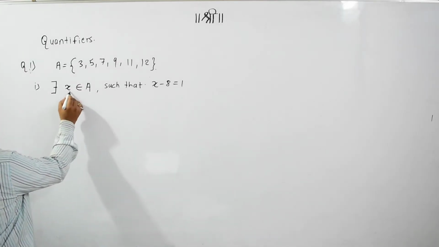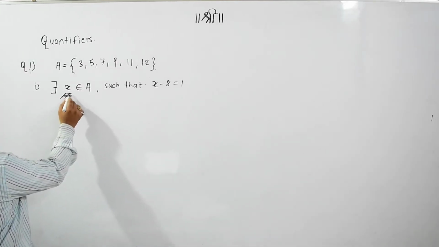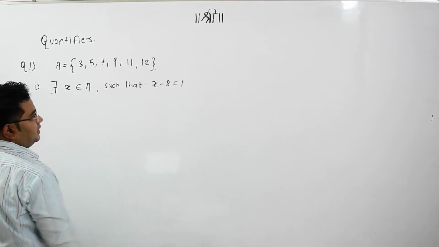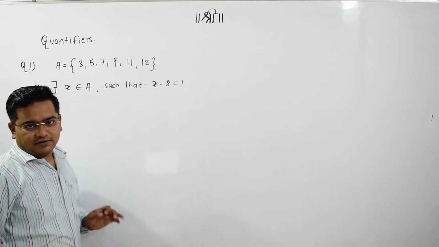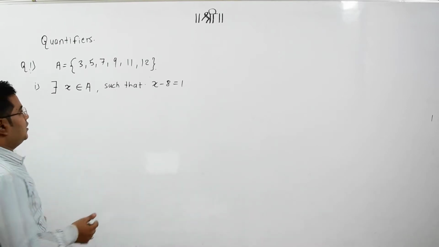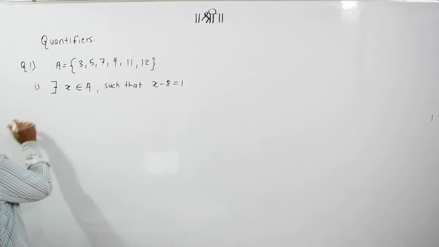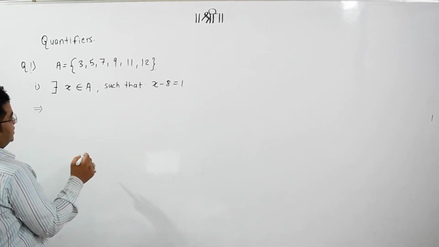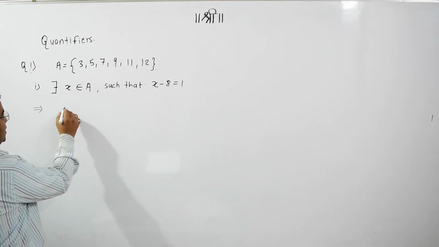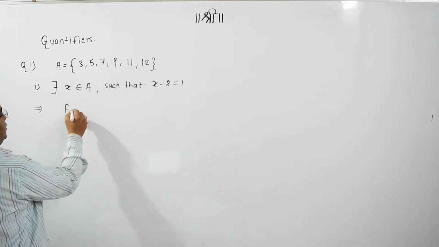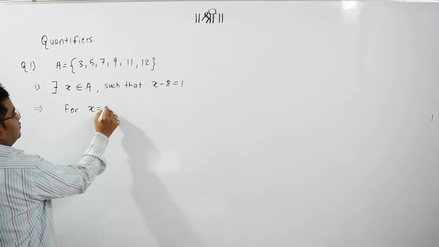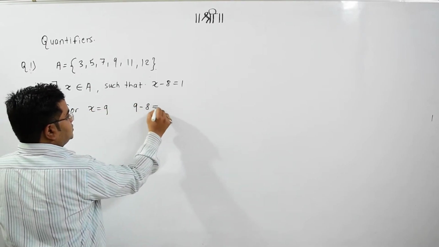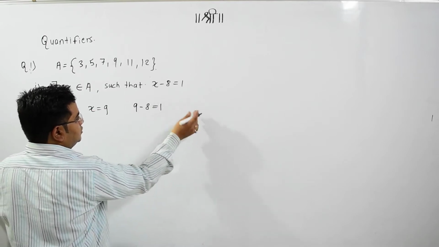Now here they have defined this x. The most important thing, this x is defined, therefore this is called a mathematical or logical statement. Okay, so we all know how to identify whether a given statement is a statement or not. Now there exists x. Now I would like to take the value 9 for x. x is equal to 9, 9 minus 8 is equal to 1, which is true.